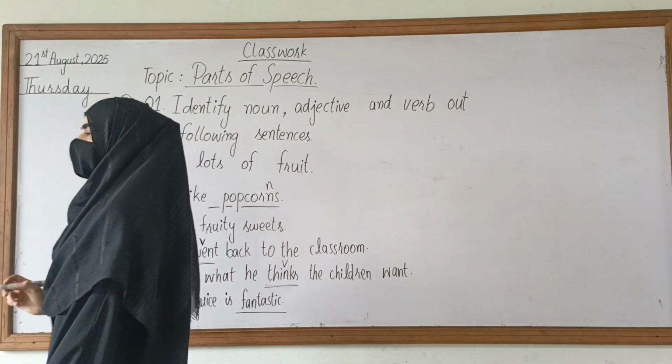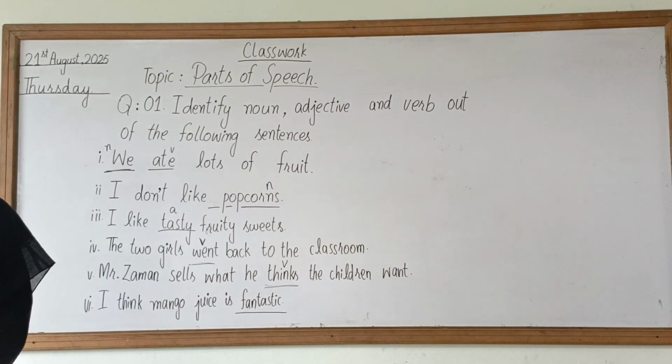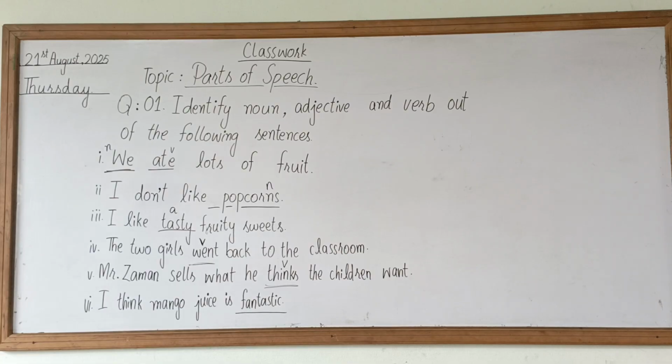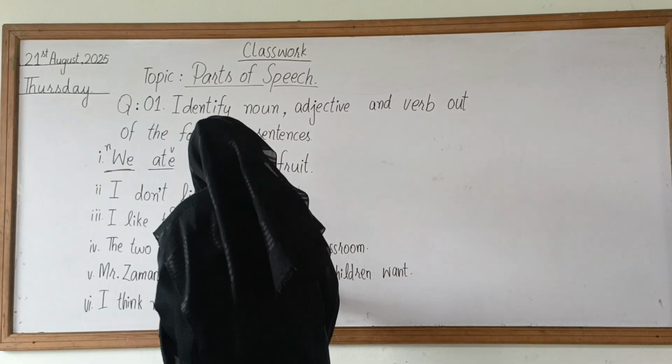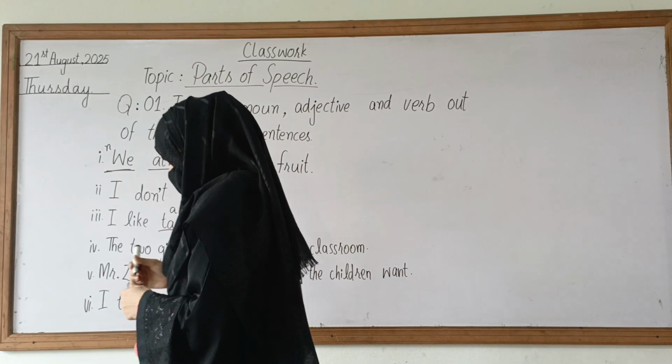So the underlined word here in this sentence is fantastic. So fantastic is a word that is describing the quality of the mango juice. Mango juice fantastic hai. So that's the quality of the mango juice that is being described in this sentence. So fantastic would be an adjective. We will be writing adjective as a little a here, like this.